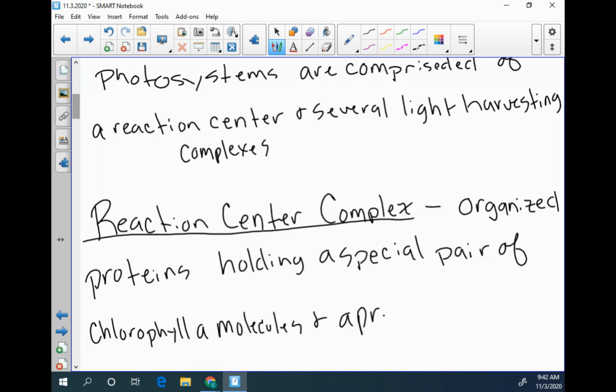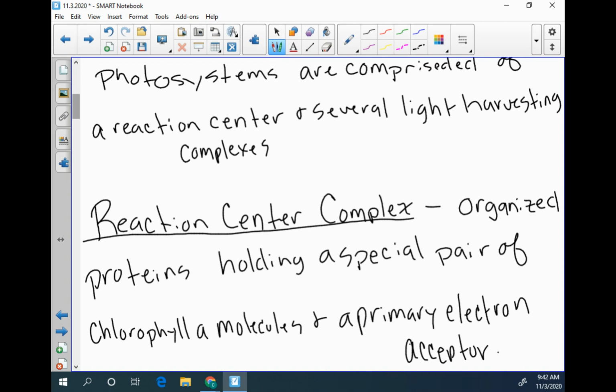And a primary electron acceptor. So we've got this reaction center complex, and it's just a bunch of proteins, and those proteins hold a special pair of chlorophyll A molecules and a primary electron acceptor. And that is, as you may guess, where a bulk of the first reaction in the light reactions take place.